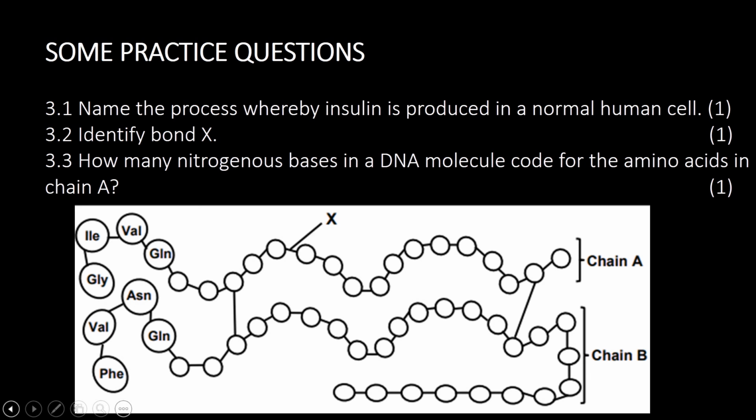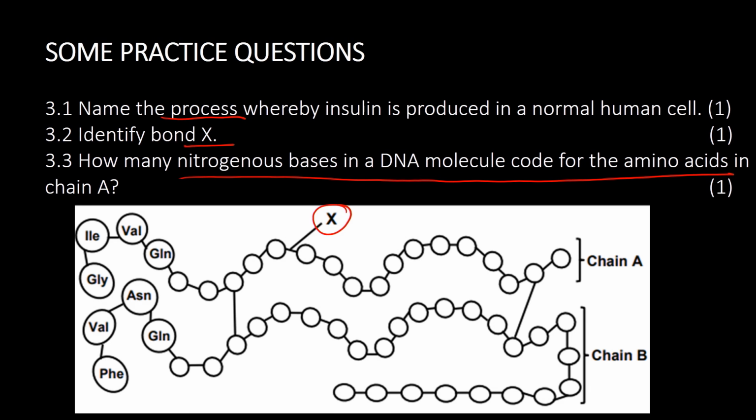Okay, let's have a look at the questions. First of all, name the process, and that is obviously protein synthesis. Identify bond X, that is the bond between the amino acids, so that would be a peptide bond. Then, how many bases would code for the amino acids in chain A? Chain A has 21 amino acids, and each one of them is coded for by 3 bases, so it would be 63.